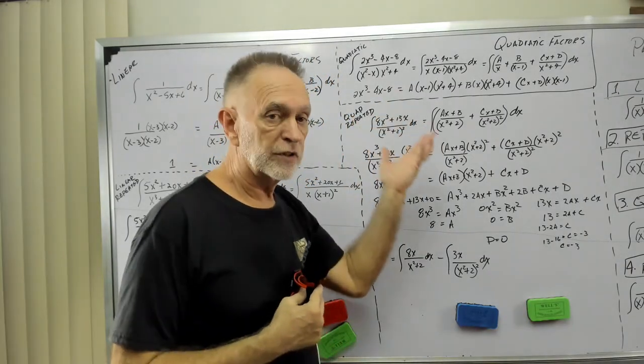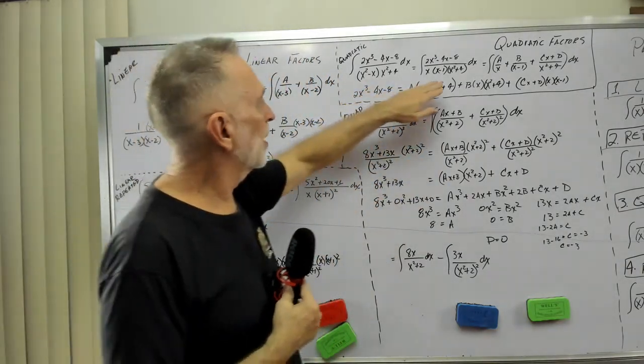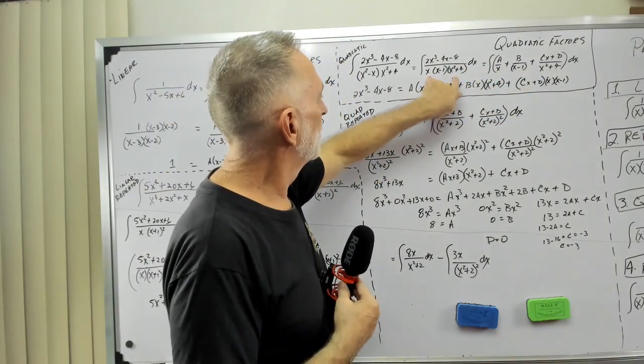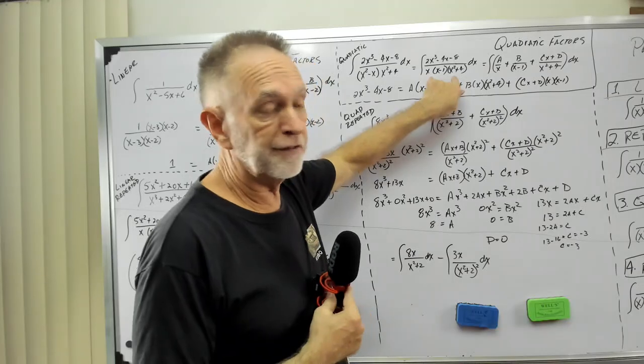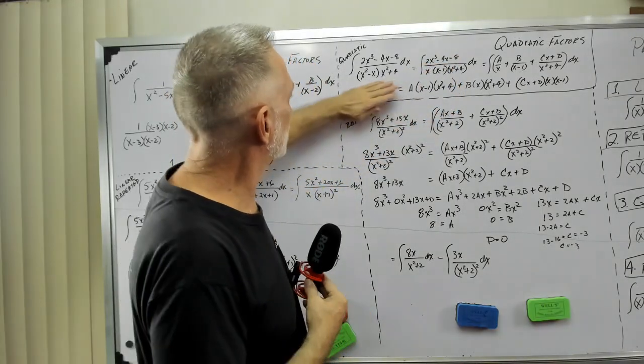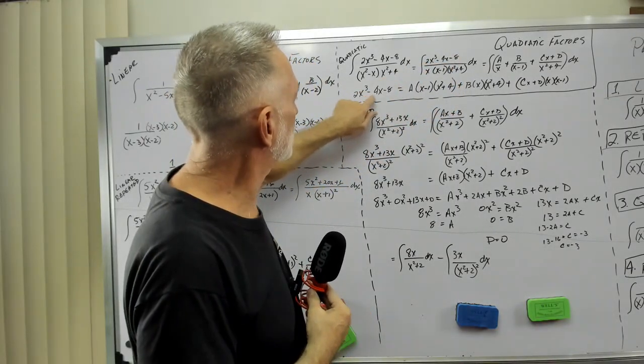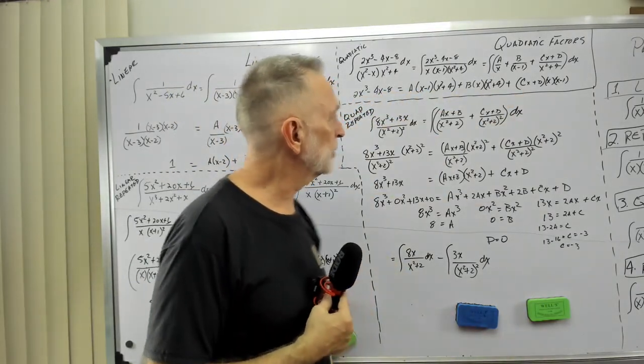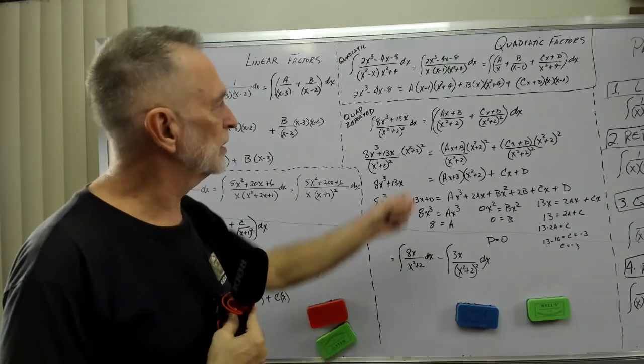You're going through the same motions. You're going to multiply all of these terms by the denominator you've just factored. Again, it cancels everything out. I end up with 2x cubed minus 4x minus 8. And then A, B, and C here. And it's the same process.